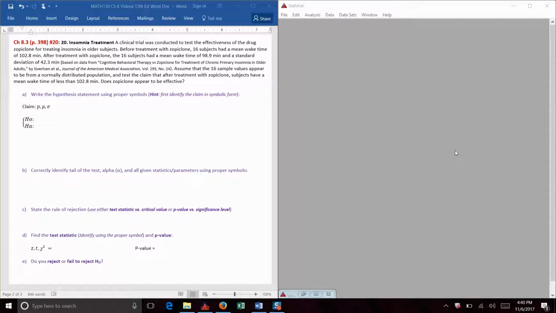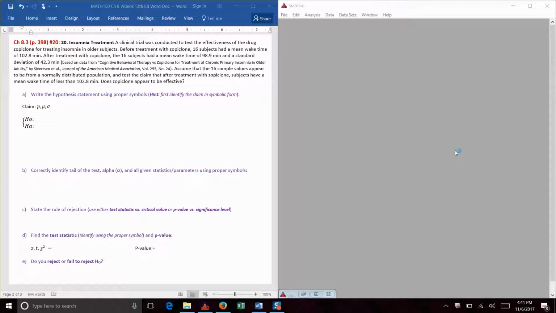This is question 20 off of page 398. A clinical trial was conducted to test the effectiveness of the drug zopiclone for treating insomnia in older subjects. Before treatment with zopiclone, so this is to establish a baseline value, 16 subjects had a mean wake time of 102.8 minutes. After the treatment with zopiclone, the 16 subjects had a mean wake time of 98.9 minutes and a standard deviation of 42.3 minutes.